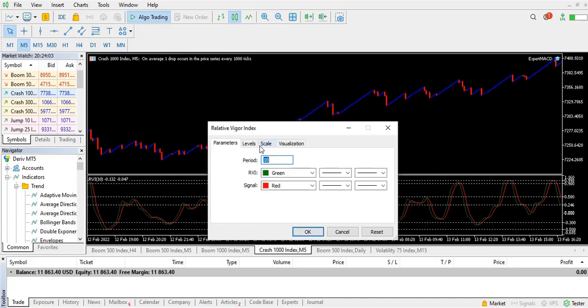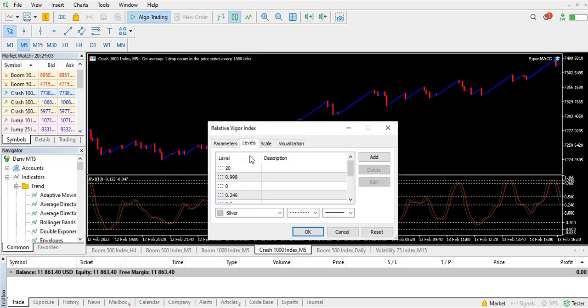So that's it. Let me give you the levels. These are the levels. We have level 20, 0.998, and we have 0. We have level 0, level 0.246, level 0.5, level 0.9, level 0.3, minus 0.5, minus 0.75.